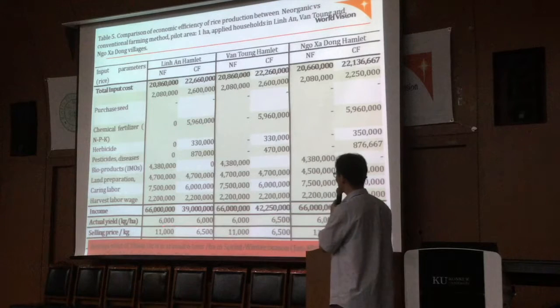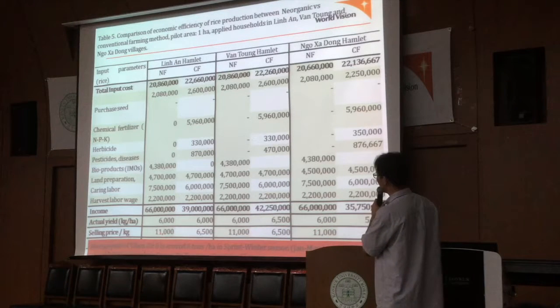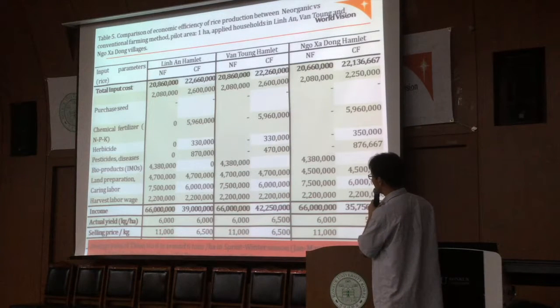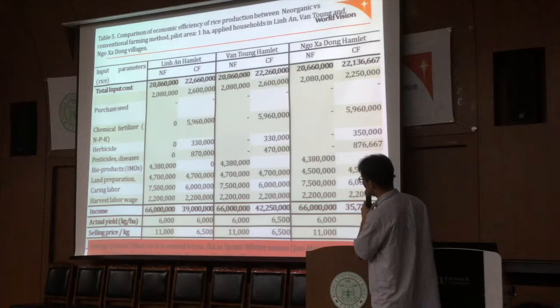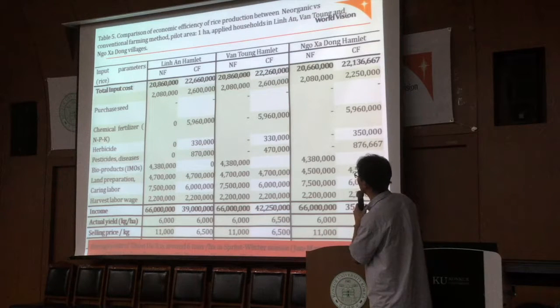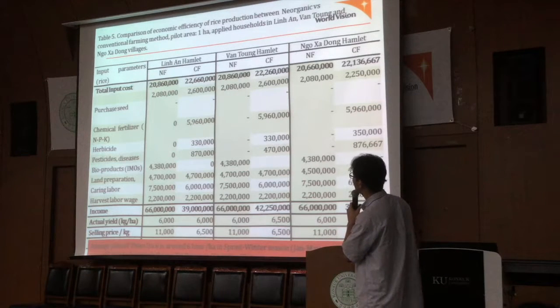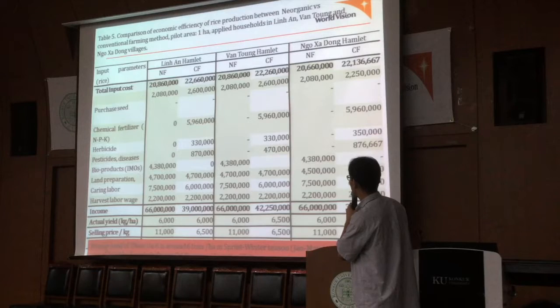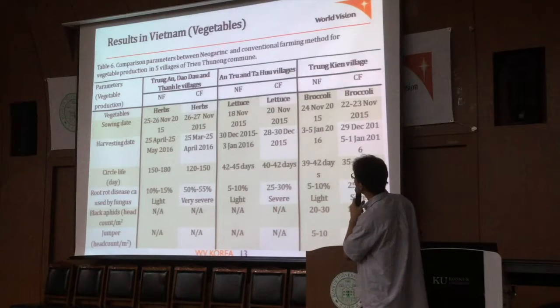So anyway, in Vietnam they sold the natural product. For total income and net profit, I think the net profit is a little bit different. Anyway, it is three times higher in natural farming than in conventional farming.